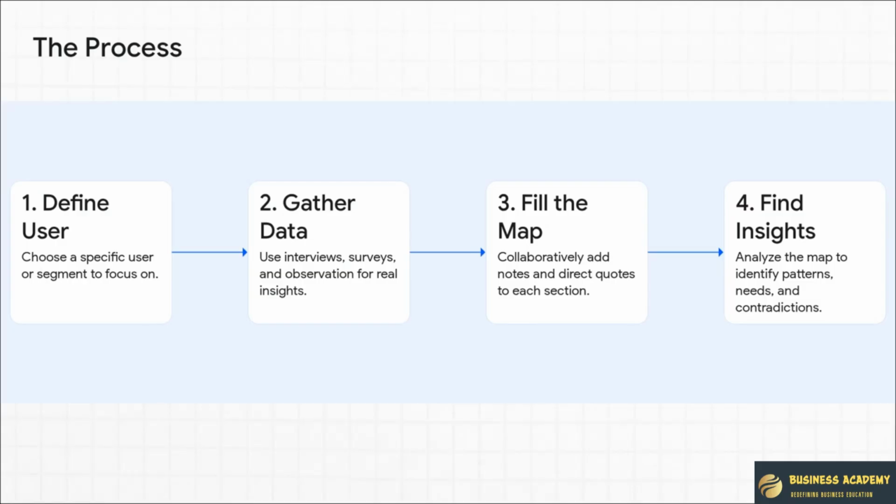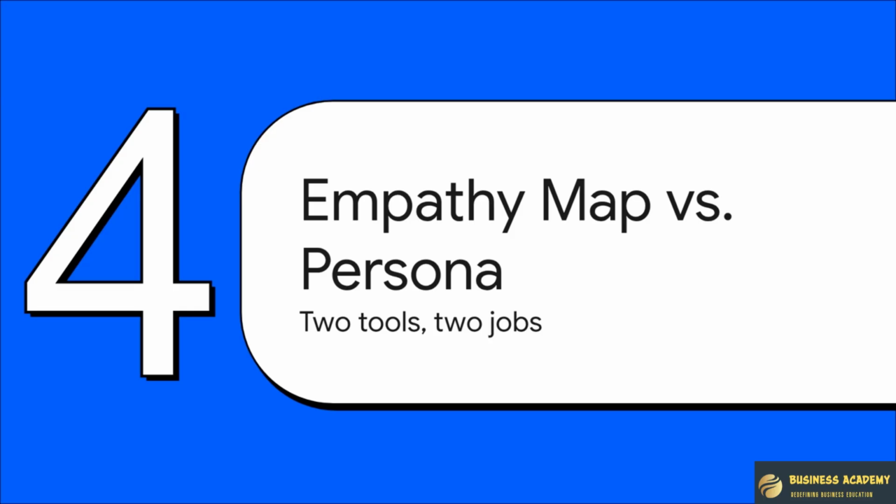And the process for making one, it's really just 4 steps. First, you get crystal clear on who you're focusing on. Then, and this is so important, you gather real data. This isn't a creative writing project. You need actual interviews and observations. After that, the team gets together and fills out the map with sticky notes. And finally, you all stand back and look for the patterns, the surprises, the insights that will guide your next steps.